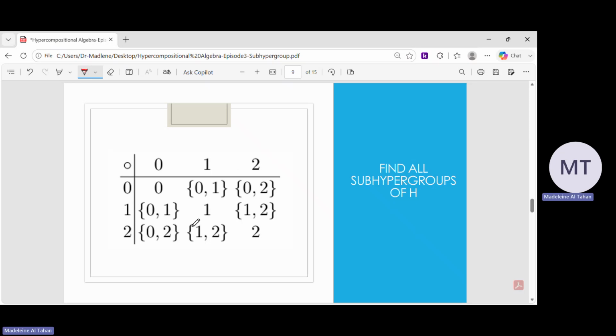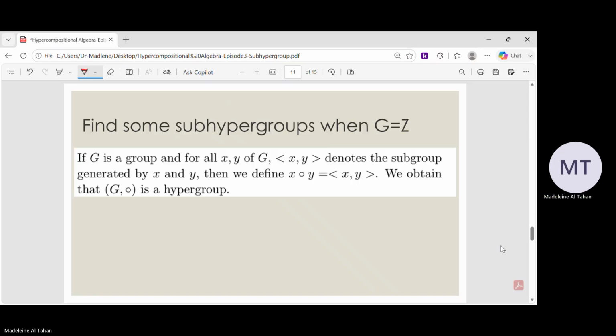Now, I will keep this one for you to think about. You can pause the video, think about it, and let's move now to a case when we have infinite hypergroups. So far we have only considered finite hypergroups, but as we know, hypergroups may also be infinite. This example, we posted it in the previous video.